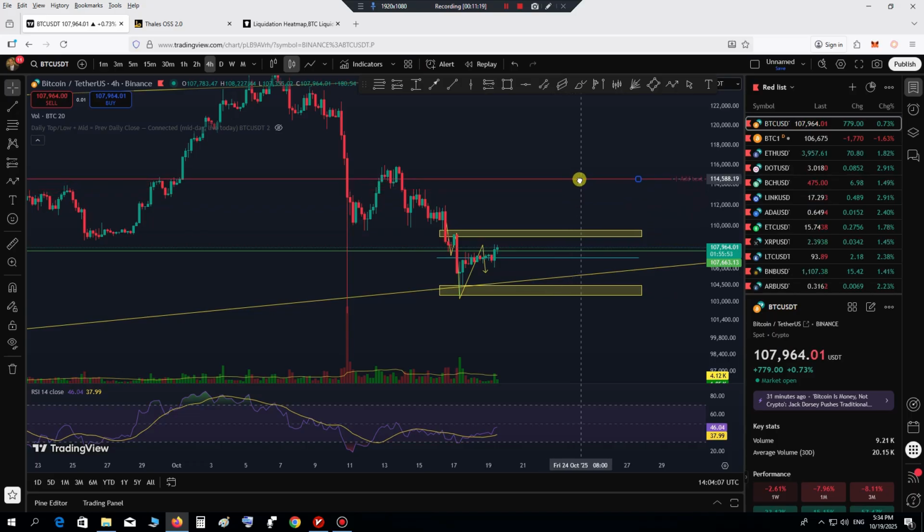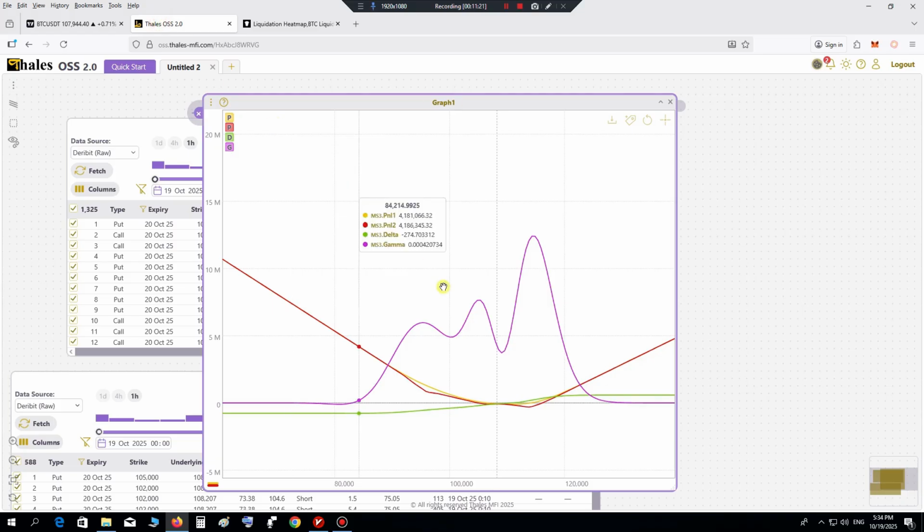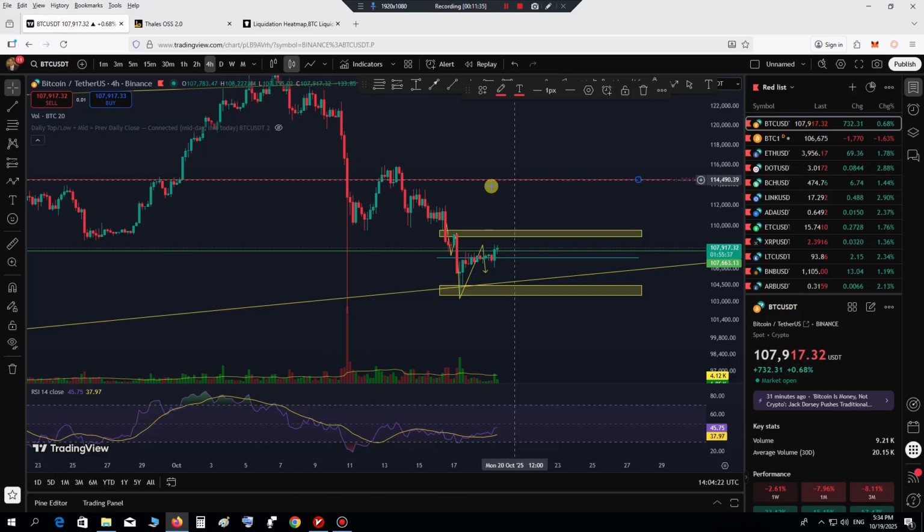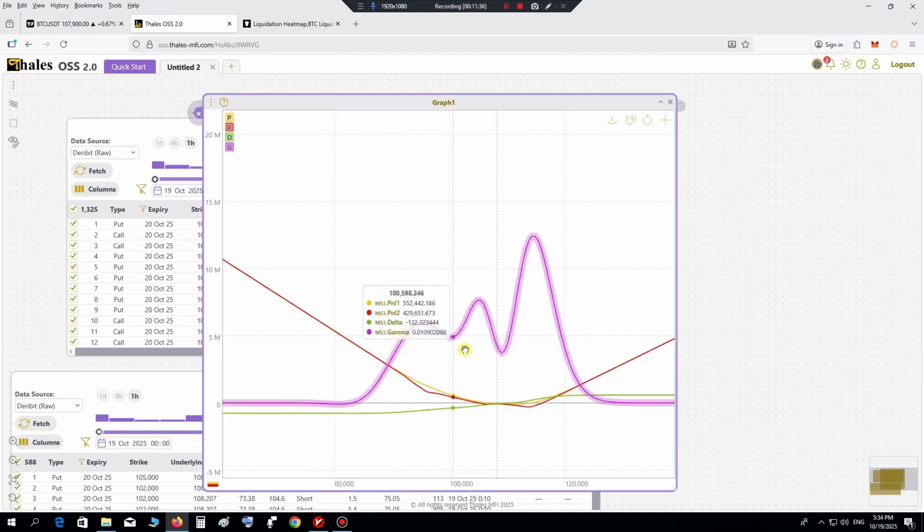Well, this is interesting. Just the fact that the heaviest gamma we have here is set at 114,500 is itself a bullish sign. That means the call buyers are targeting 114, which, as you can see, is still some distance away. So, this could be an interesting point.